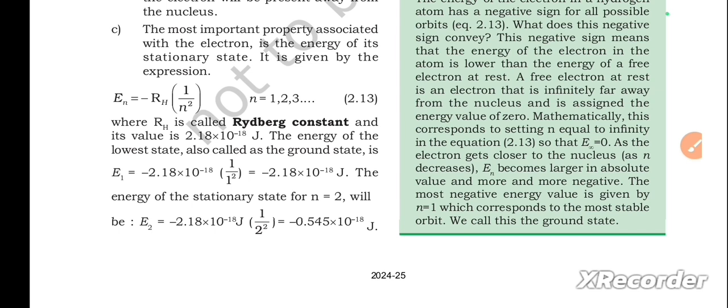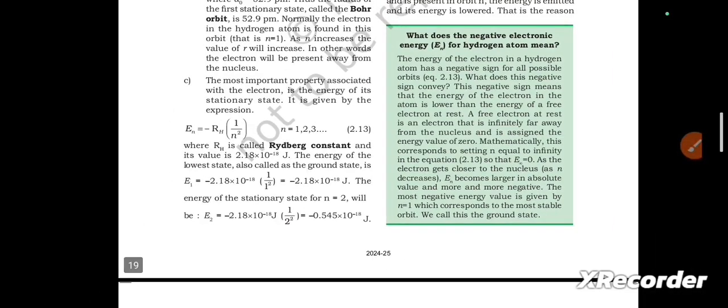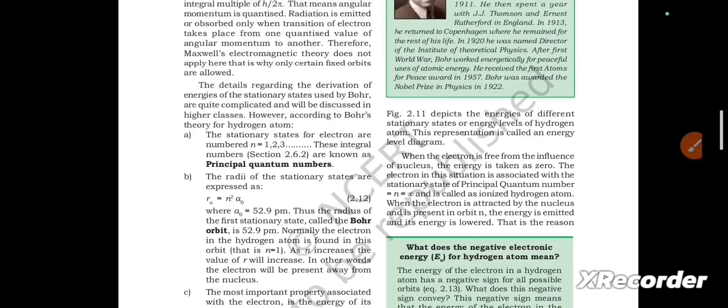The energy of the stationary state for n equals 2 will be E_2 equals minus 2.18 into 10 to the power of minus 18 joules in brackets 1 by 2 squared. So overall it comes to minus 0.545 into 10 to the power of minus 18 joules.